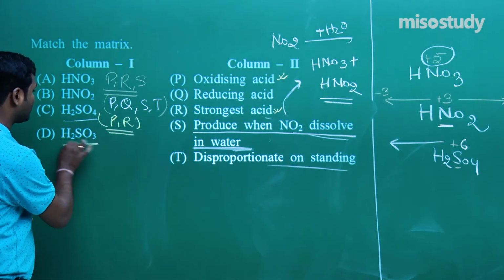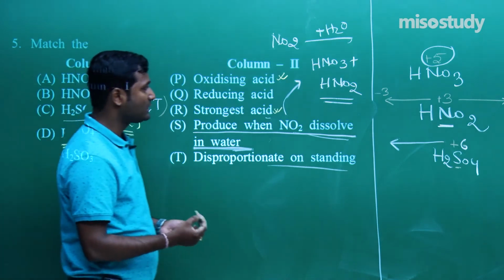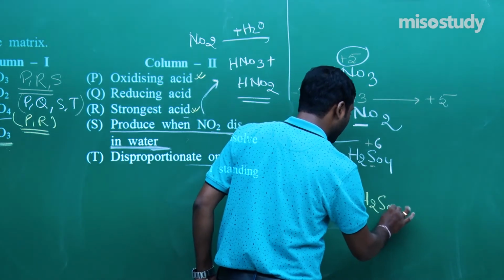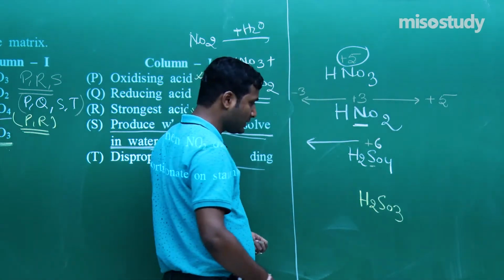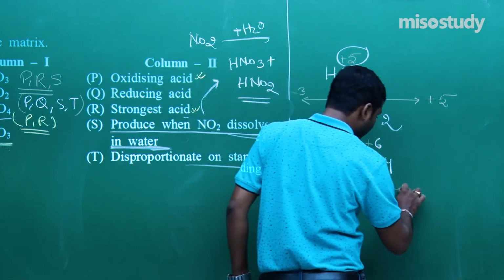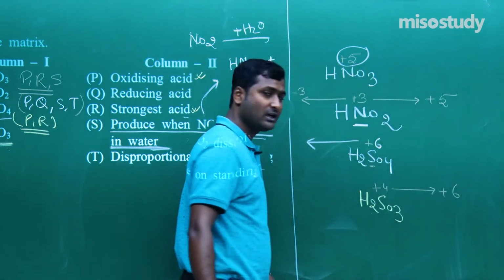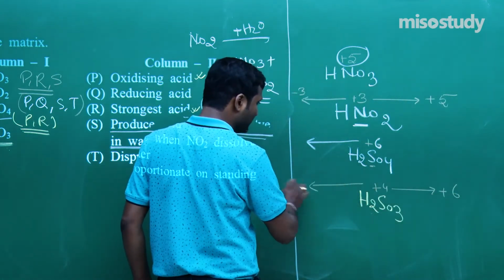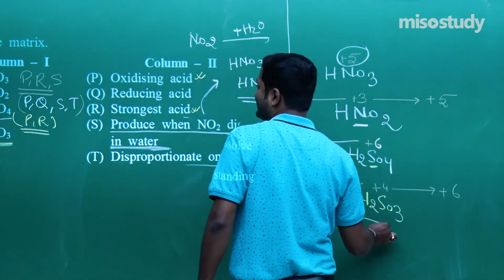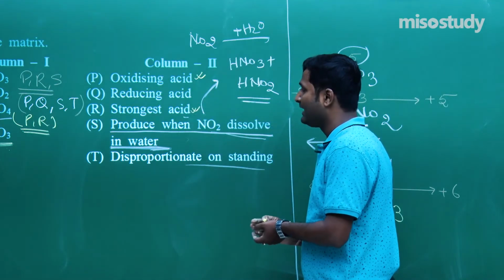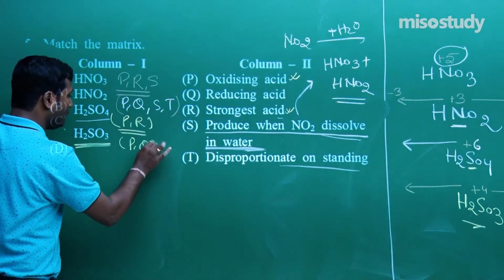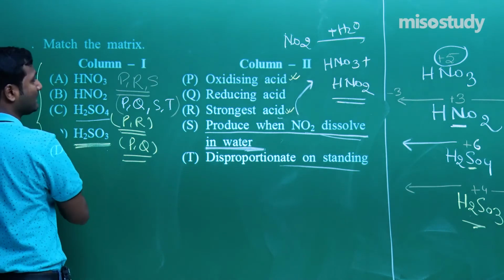Now if I talk about H2SO3, now I'm moving here, check it out. If I write here H2SO3, then what will happen? In this case, what is the oxidation state? It is +4. Clear to you? It can increase in oxidation state up to +6, it can decrease in oxidation state also, down to -2. So it acts as an oxidizing as well as reducing agent. So in this case P and Q are the correct options. This is the complete explanation.